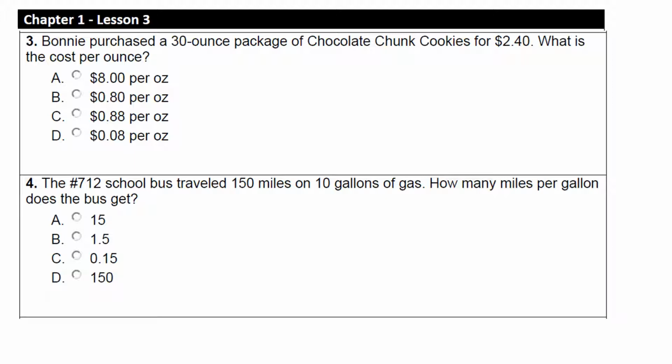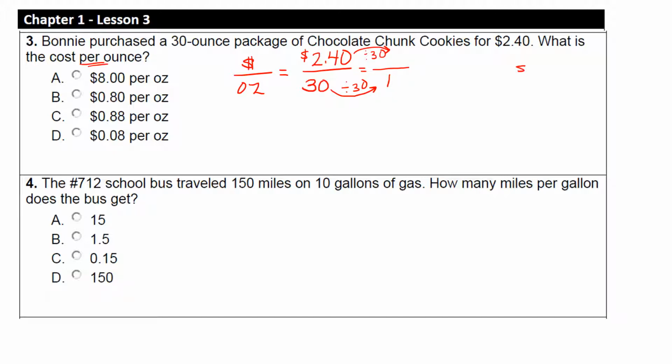Bonnie purchased a 30-ounce package of chocolate chunk cookies for $2.40. What is the cost per ounce? So we're comparing money to ounces. We know that you can buy 30 ounces for $2.40. We are being asked how much it would cost per 1 ounce. So we're going to put a 1 as our denominator. To solve this equivalent ratio, we would have to divide by 30 on the bottom and divide by 30 on the top.